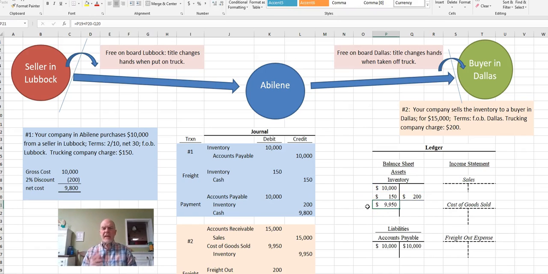So if you want to think about that in real practical terms, suppose we had purchased 1,000 items. So originally, we were buying them at $10 a piece. 1,000 items at $10 a piece is $10,000. But now the adjusted cost per unit is $9.95 after taking into account the purchase discount and the freight.